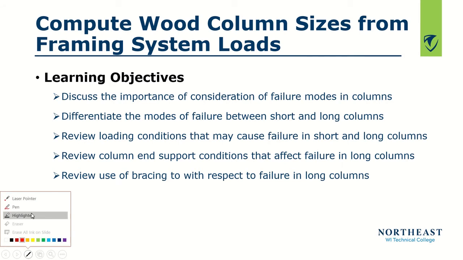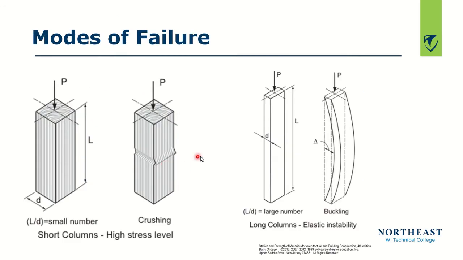So let me get my little laser pointer out. Okay, so basically wood columns. So let's define the modes of failure here. Short columns typically have a length divided by diameter that is a really small number. Short columns will fail by crushing. However, the larger the L over D number, which they call the slenderness ratio, the more they will fail by buckling.